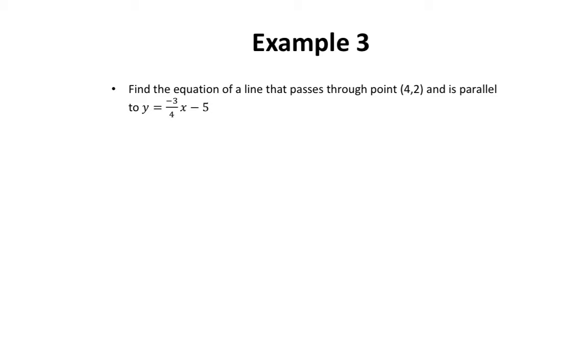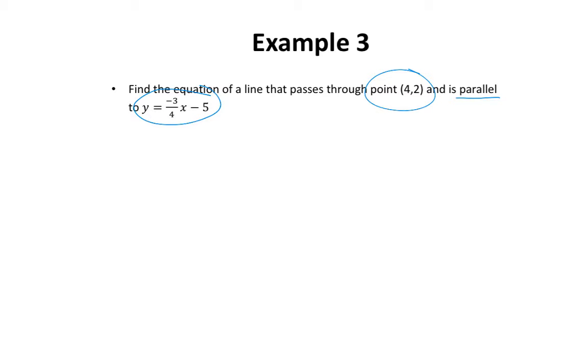In our third example, we want to find the equation of a line that passes through point 4, 2 and is parallel to y equals negative 3 over 4x minus 5. The key pieces of information are as follows. This line passes through the point 4, 2, and it is parallel to this other line.